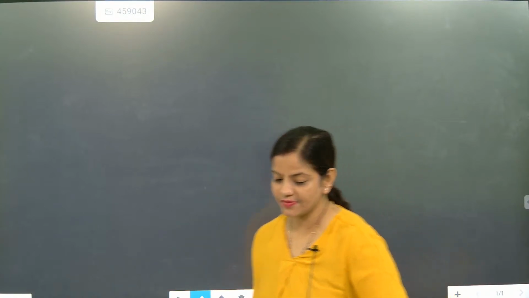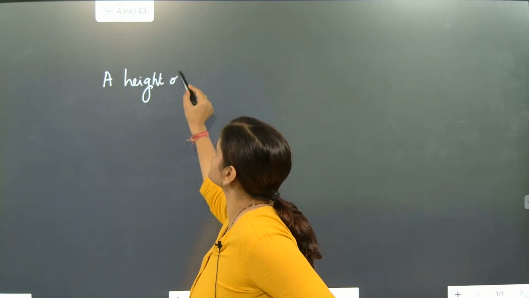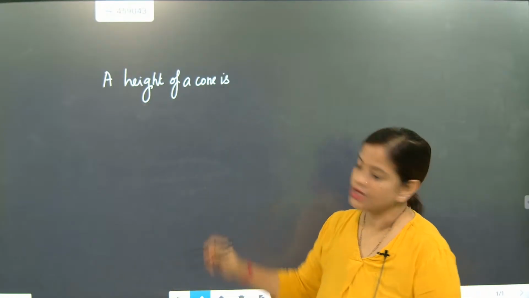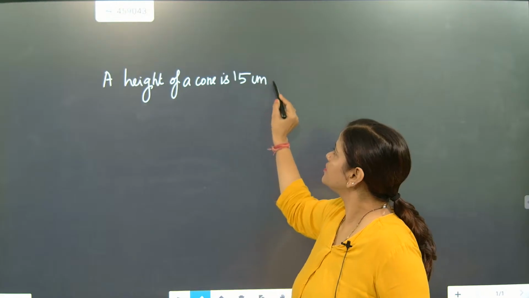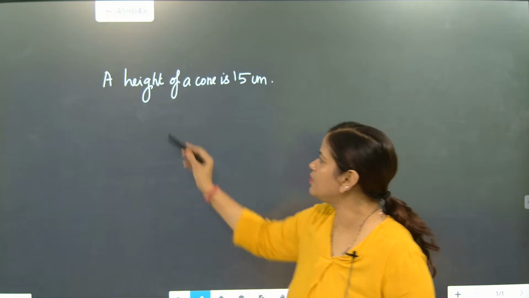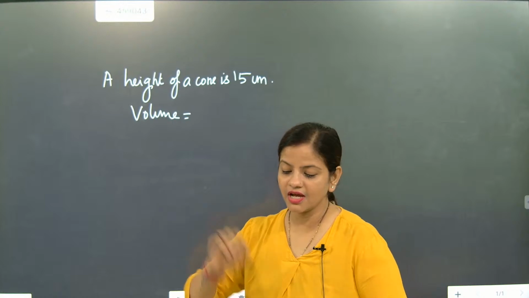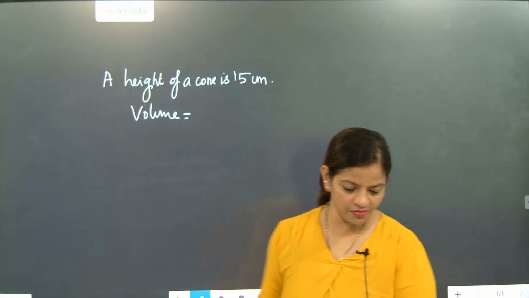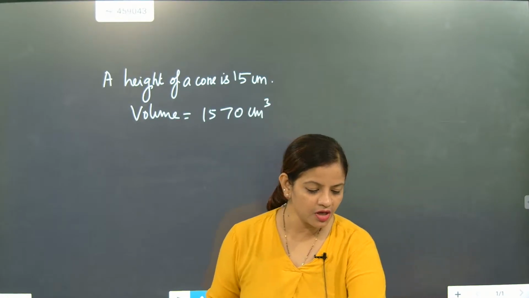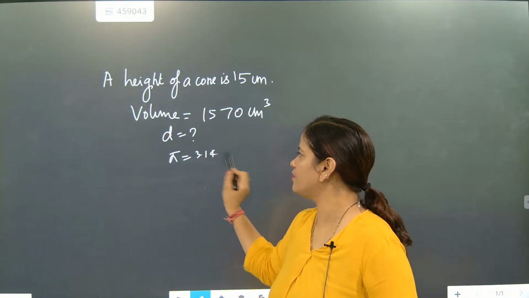The height of a cone is 15 centimeters. So this is the biggest test. How fast you both are answering, because the volume is given. Among Kanishk, Sam, Tanisha and these two, whoever solves first and gives me the answer will win. Volume is given as 1570 cubic centimeters, without cheating. Understood? Find the diameter. Pi is equal to 3.14. And time starts now.